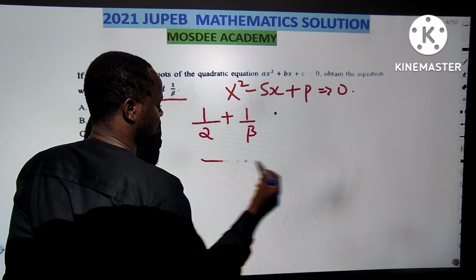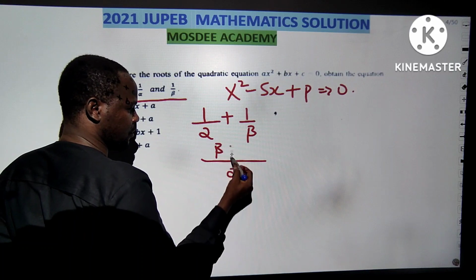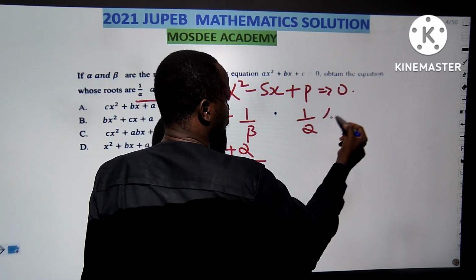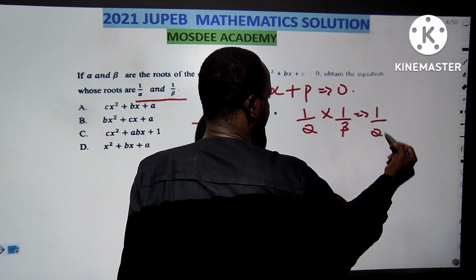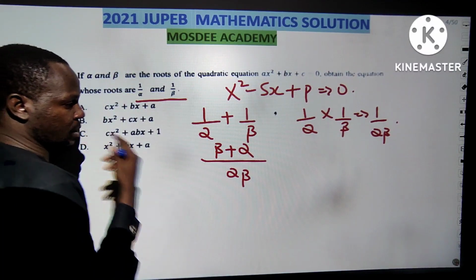You and I know the LCM will be alpha beta. Alpha gets cancelled, that is beta plus alpha. Then I need the product, 1 over alpha times 1 over beta. That is 1 over alpha beta. So directly I can now substitute values and parameters to have the answer.